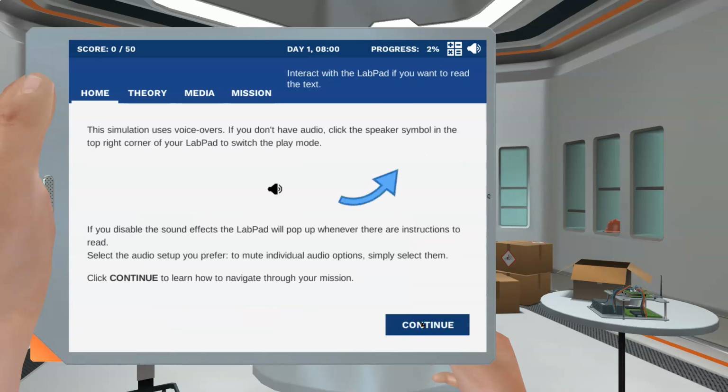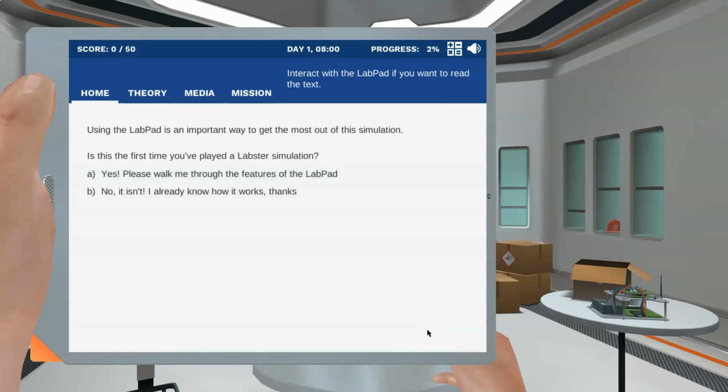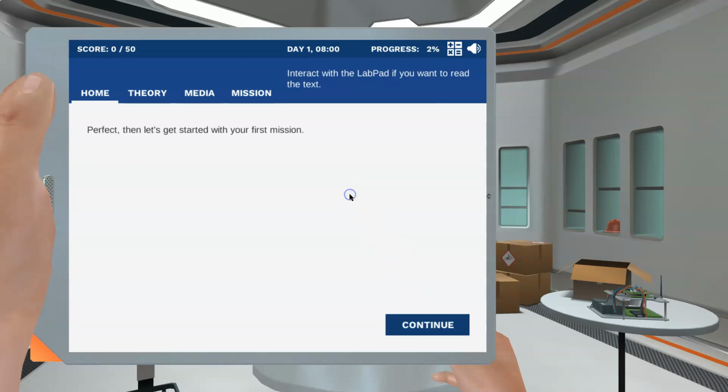This simulation uses voiceovers. If you don't have audio, click the speaker symbol in the top right corner of your lab pad to switch the play mode. If you disable the sound effects, the lab pad will pop up whenever there are instructions to read. Select the audio setup you prefer. To mute individual audio options, simply select them. Click Continue to learn how to navigate through your mission. Using the lab pad is an important way to get the most out of this simulation. Is this the first time you've played a Labster simulation? Perfect. Then let's get started with your first mission.